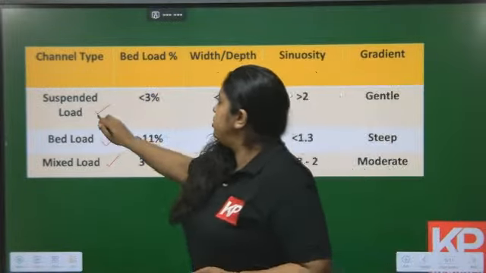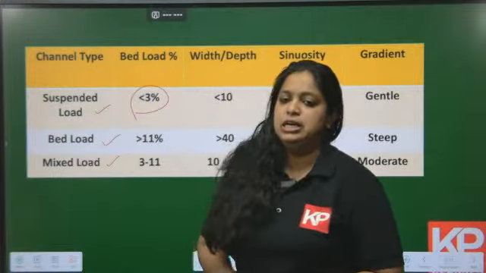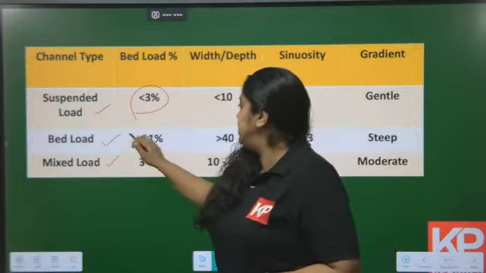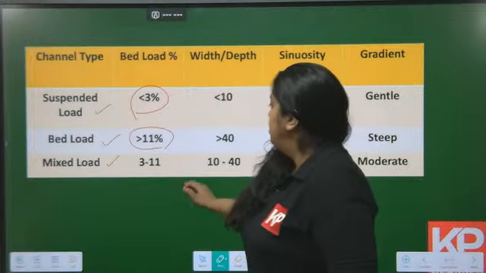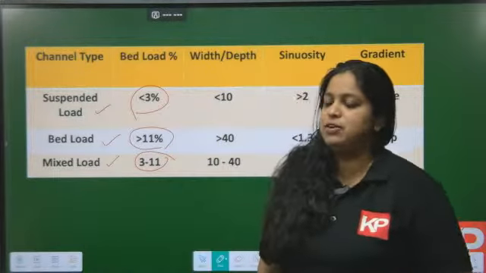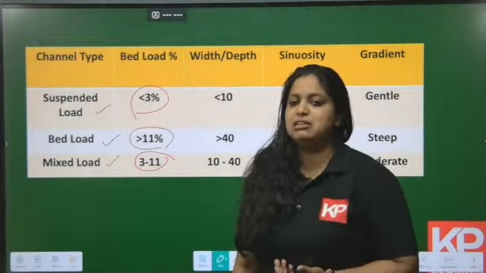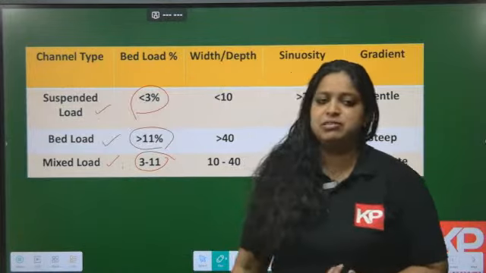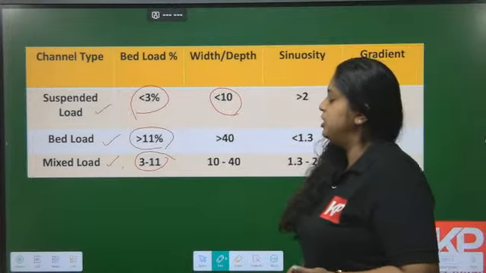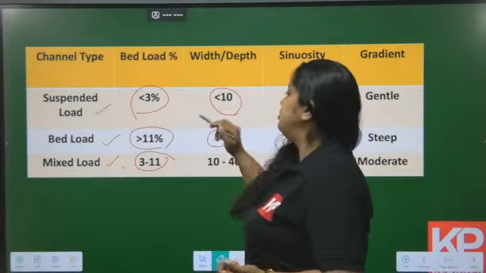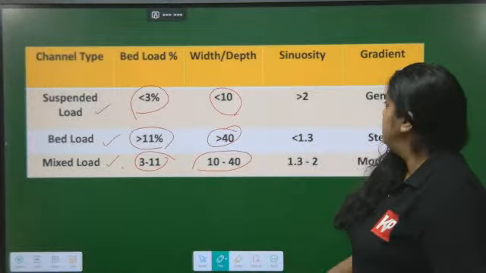When it comes to suspended load, a channel has less than 3% of bed load in it. Bed load channel means more than 11% of the channel consists of bed load. Mixed load means 3 to 11 percent of the sediment transportation is happening as bed load, and that is called a mixed load channel. Width to depth ratio is less than 10 in a suspended load channel, greater than 40 for a bed load channel, and between 10 and 40 in a mixed load channel.